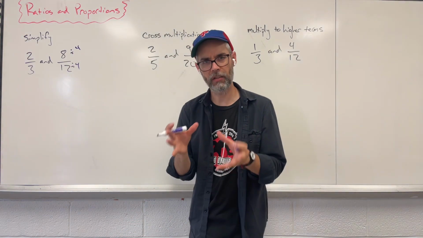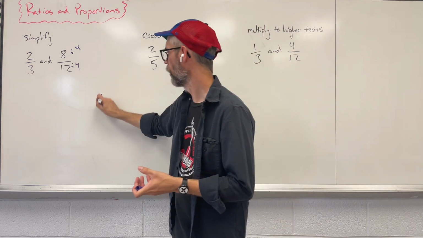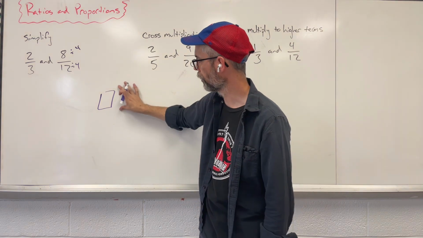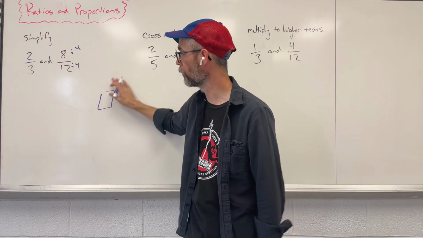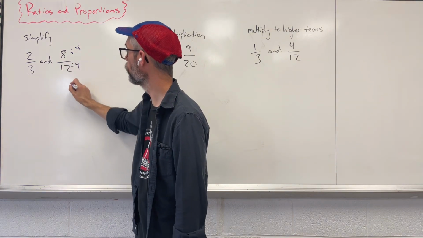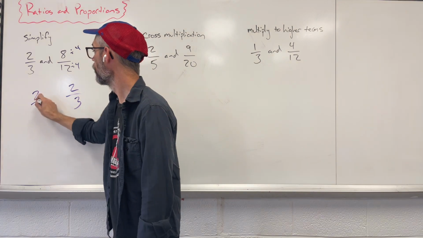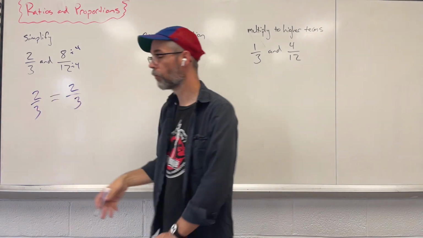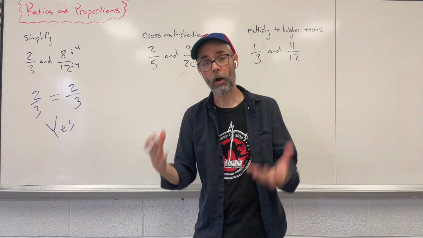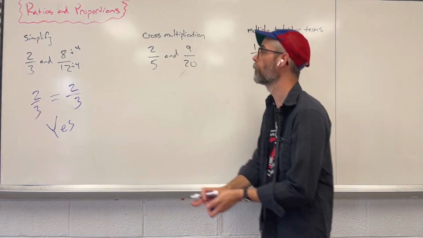As long as I do the same thing to the top and bottom, it's like taking a picture and unpinching it or pinching it. So in this case, we're going to pinch it smaller. That's what we're doing here, dividing by 4. When I say 8 divided by 4, I'm left with 2. 12 divided by 4, I'm left with 3. And are these two things equal? Yes. Because they are the same fraction, that means these two are proportional to each other.